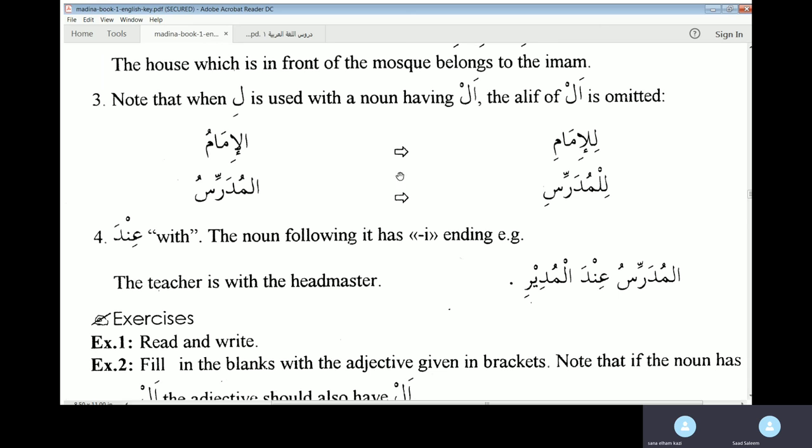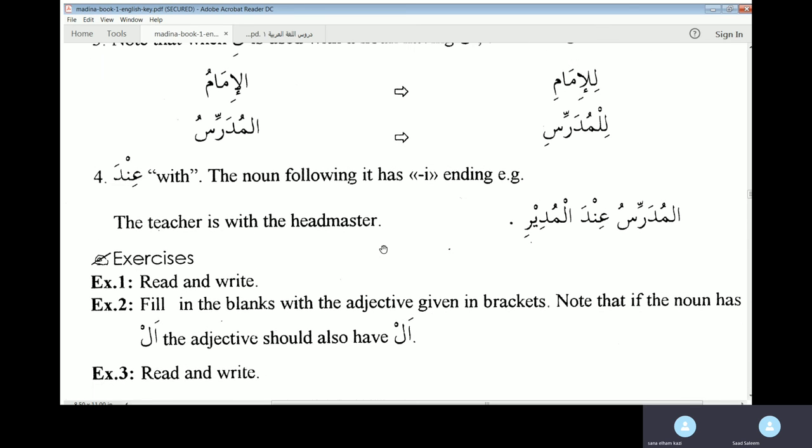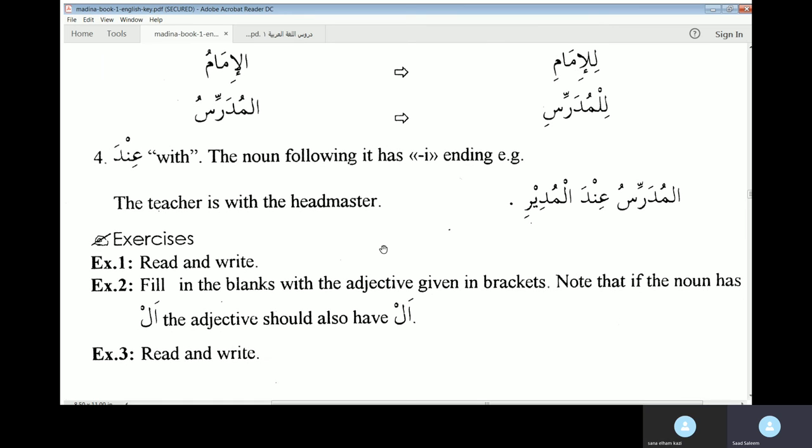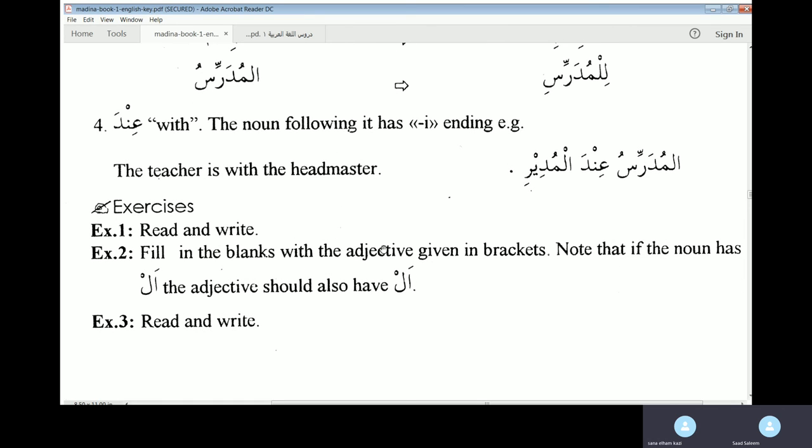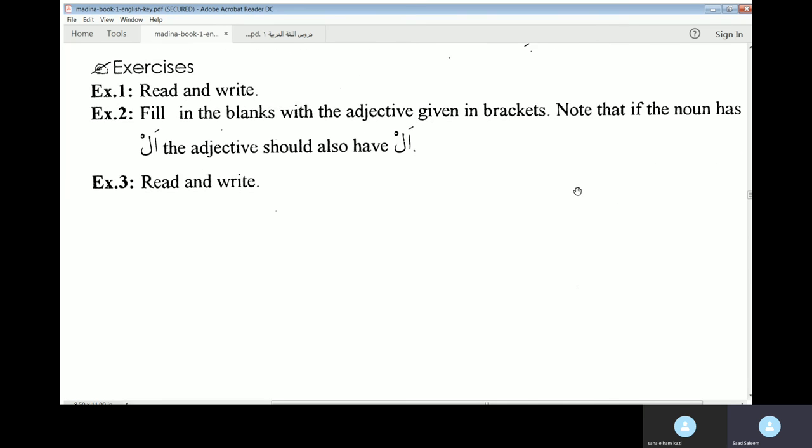Good. Next, inda, with. The noun following it has kasra ending, majroor. The teacher is with the headmaster. Al mudarrisu indal mudiri. The teacher is with the headmaster. So after the word inda, the next word is always majroor. It always has kasra.